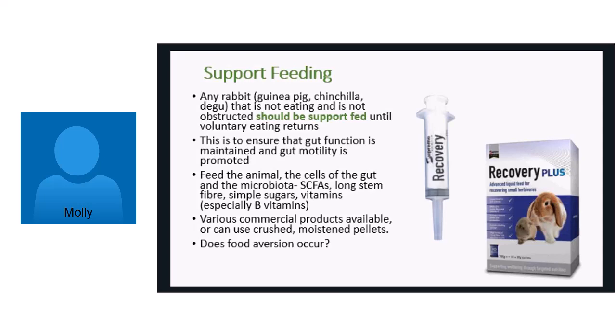We also need to be very clear that we are feeding the rabbit, we're feeding the cells of the gut, we need to make certain it's well nutrified and well hydrated, and we are also feeding the microbiota, providing short chain fatty acids to feed those good bacteria within the gut to promote digestibility. There are a lot of commercial products available. You can use crushed pellets that are moistened if you need to. And to remember that potentially we can cause things like food aversion in these animals. So again, just be aware of that.